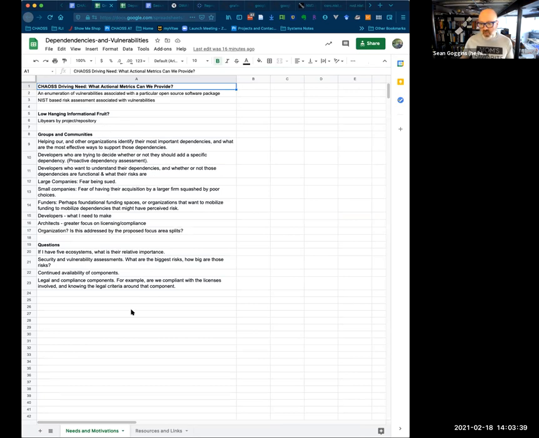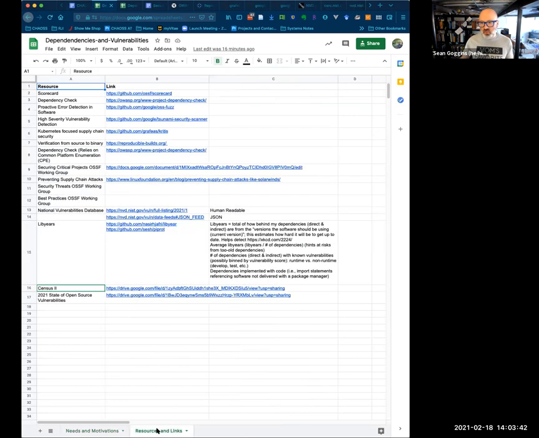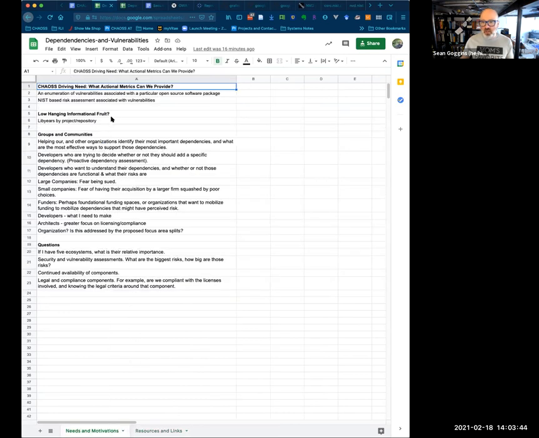I built this little spreadsheet with two tabs, needs and motivations, as well as resources and links. And the driving question, I think, is what metrics can we provide that would be useful? And a few things came to the surface as possibly useful: enumerating vulnerabilities associated with particular packages. NIST has a vulnerability database. Low-hanging fruit might be something based on libyears.